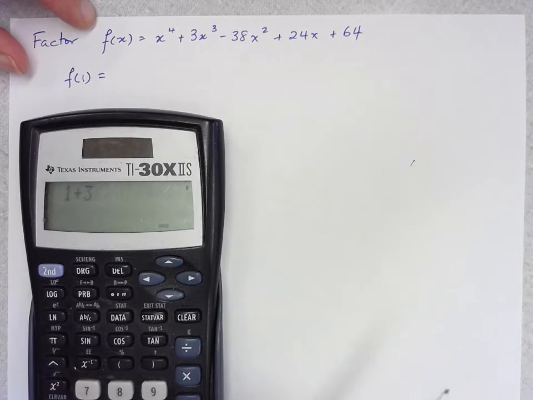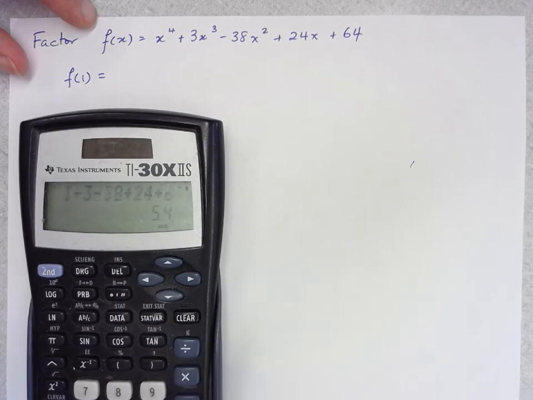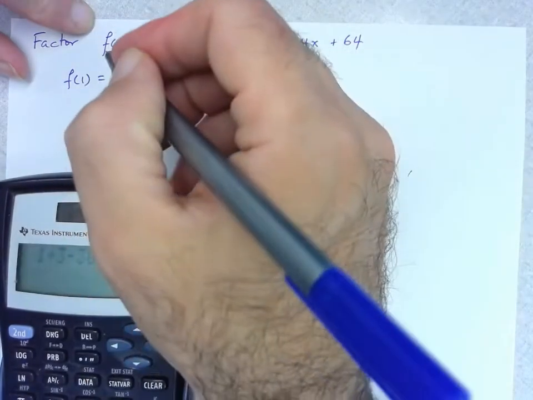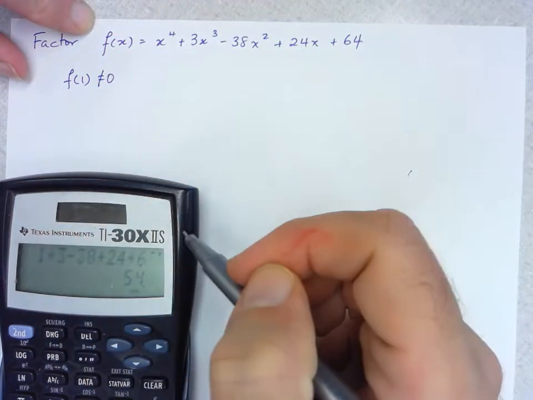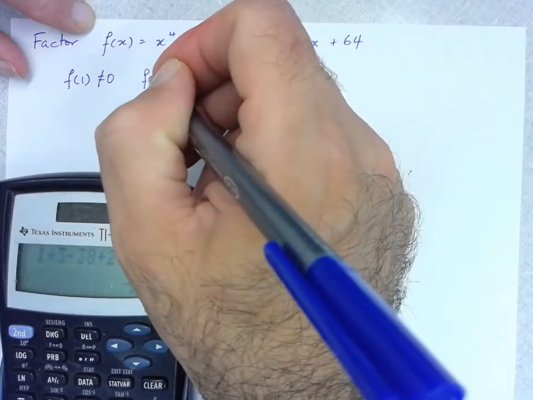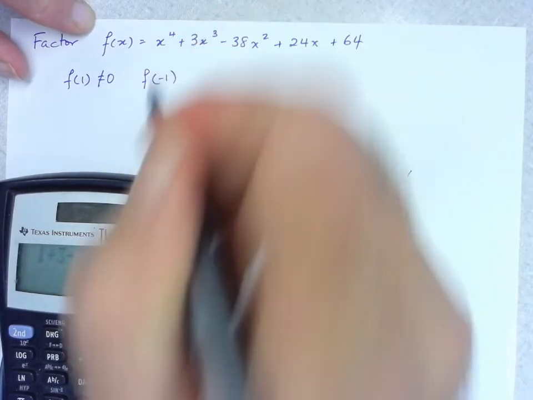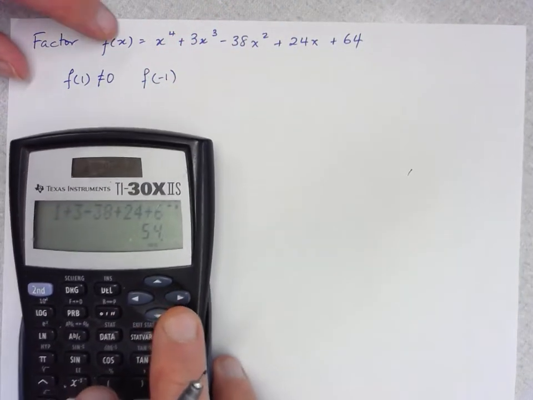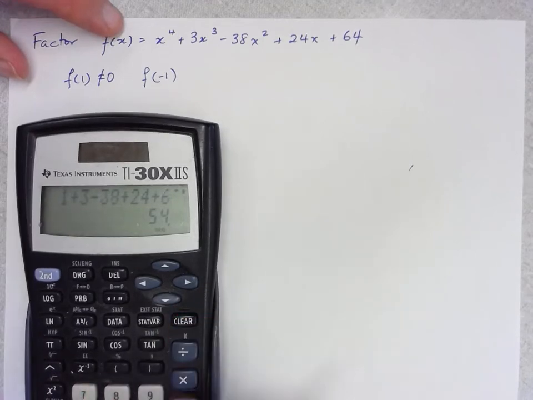So we have 1 plus 3 minus 38 plus 24 plus 64 equals, well, I actually don't care what the number is. The only thing I care about is that it's not equal to 0. Okay, so we'll move on to the next one. Before I move on to 2, let me try -1. Okay, so again, I think this is one that I can do a lot of in my head here.